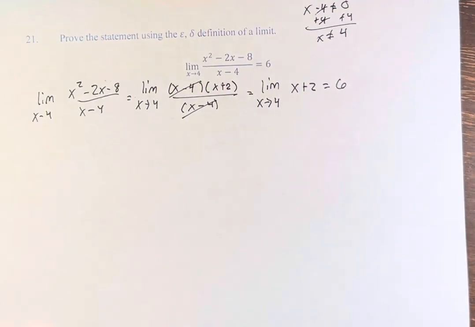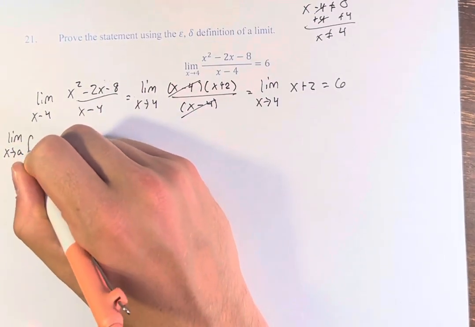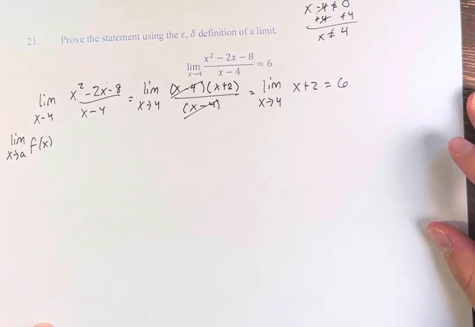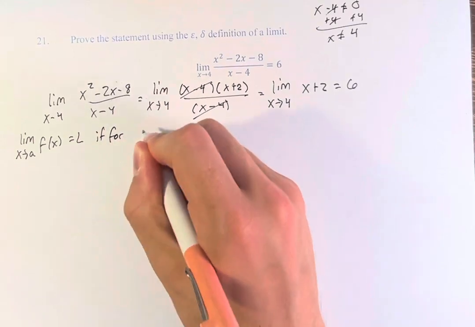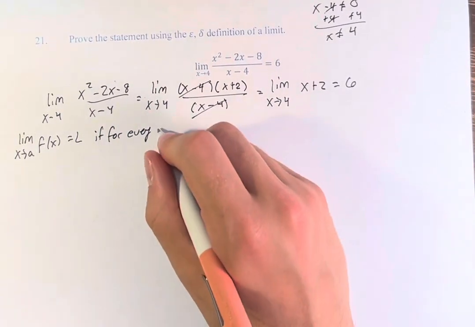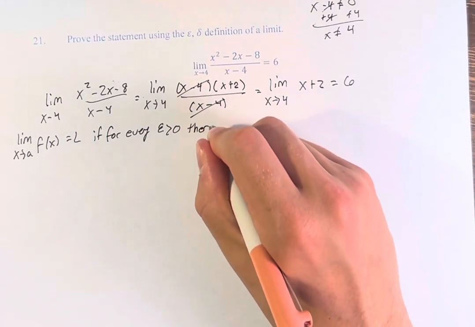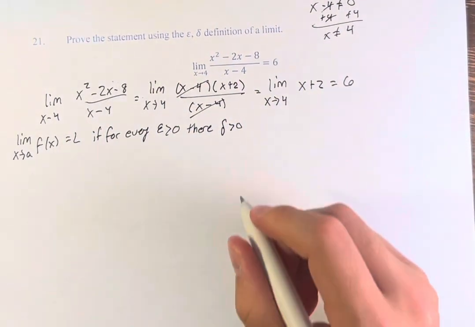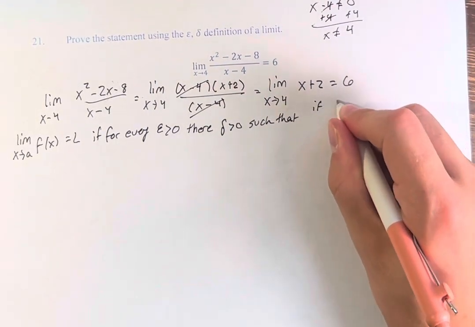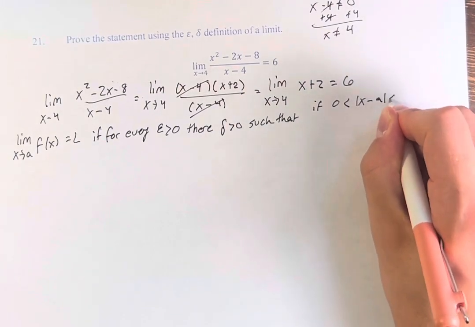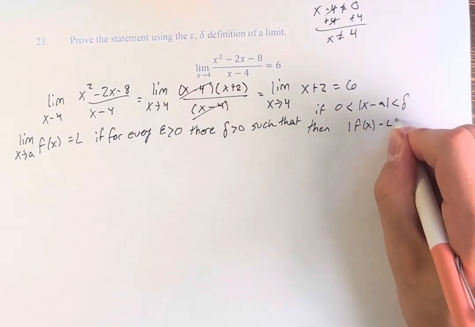The definition of the limit states that the limit as x approaches a of f of x is equal to L if for every positive number that you can find, which we call epsilon, there is an associated delta greater than 0, such that if 0 is less than the absolute value of x minus a, which is less than delta, then the absolute value of f of x minus L is less than epsilon.